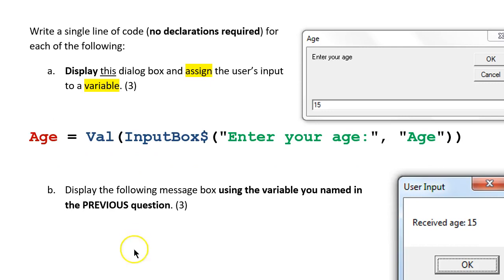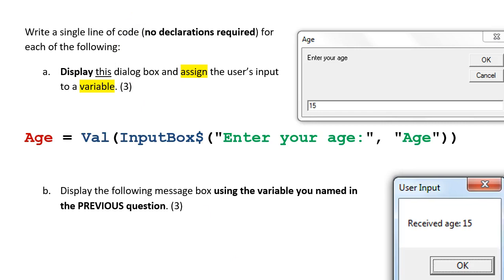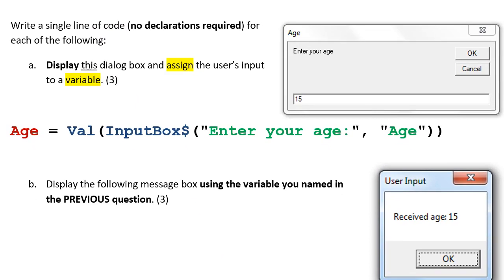Here are the first few questions for you. In this case, I'm asking you to first write a single line of code to show the input box, and then I'm asking you to write a line of code to show the message box. And notice how I have color-coded the code. Red are variables, blue are functions, green are text, and black is any sort of other character.